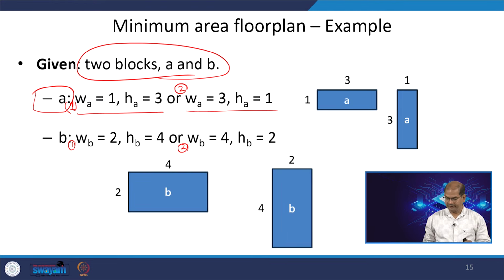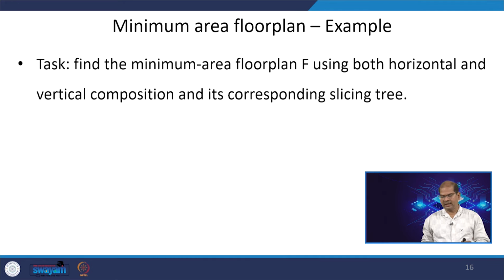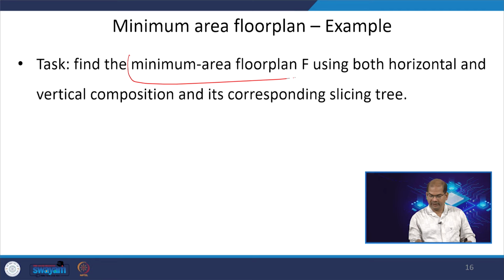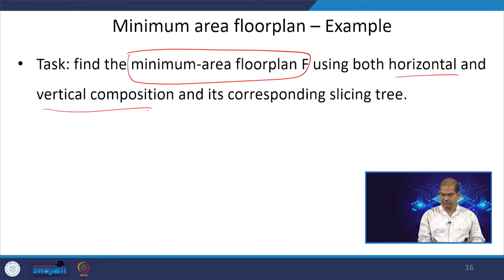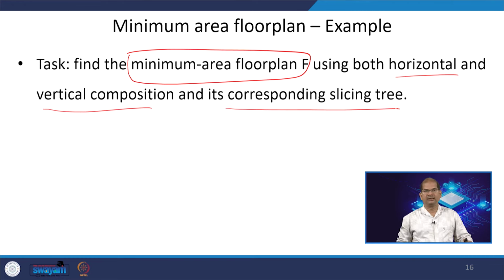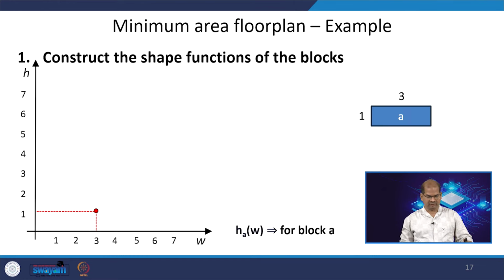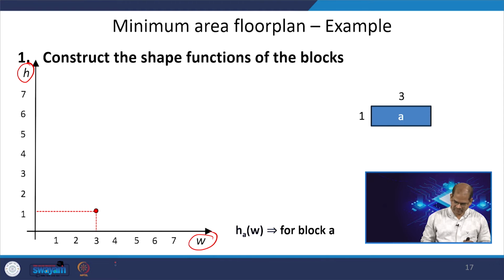So these are the 2 blocks. The task here is to find the minimum floor plan area using both vertical and horizontal composition, and to create its corresponding slicing tree. First of all, we take block A and find its shape function. Block A has 2 points. The x axis is your width and the y axis is your height. So width is 3 here and the height of the block is 1 here. So this is a point in your shape function.